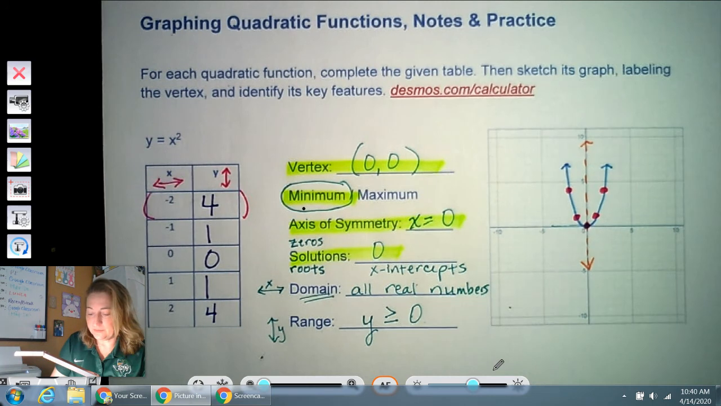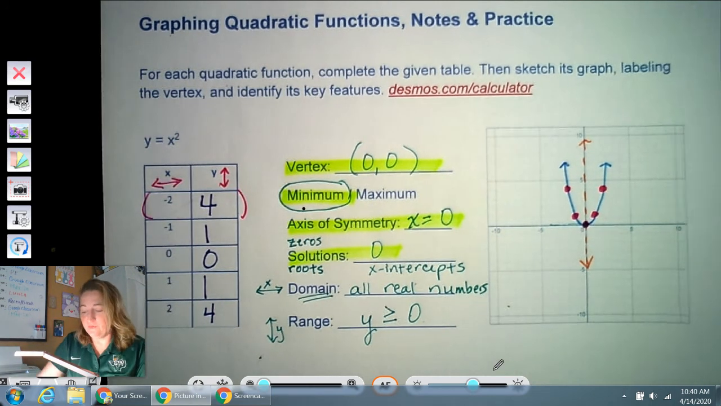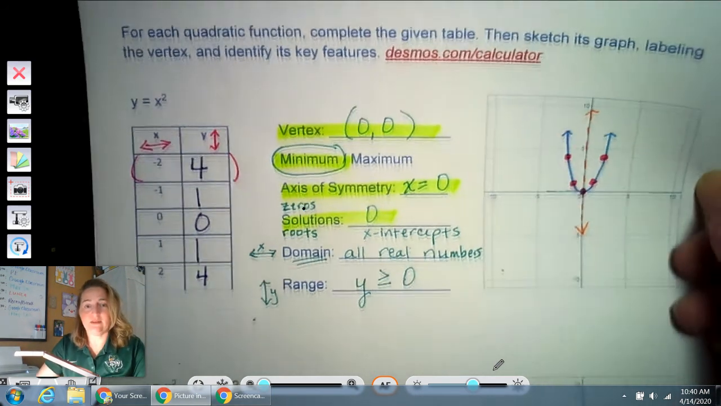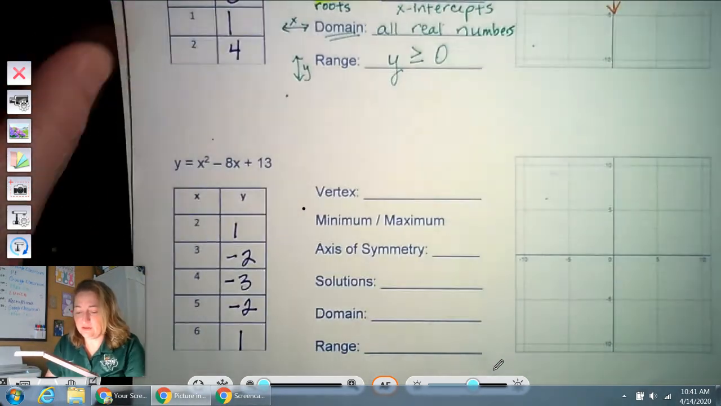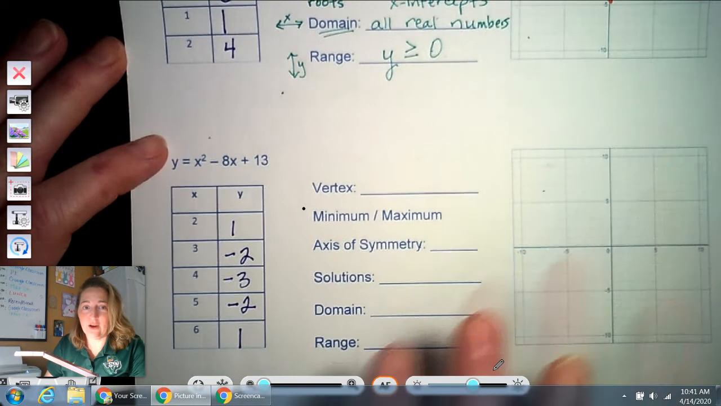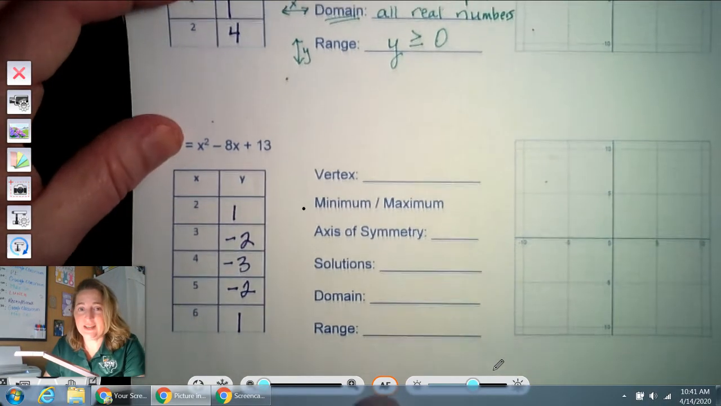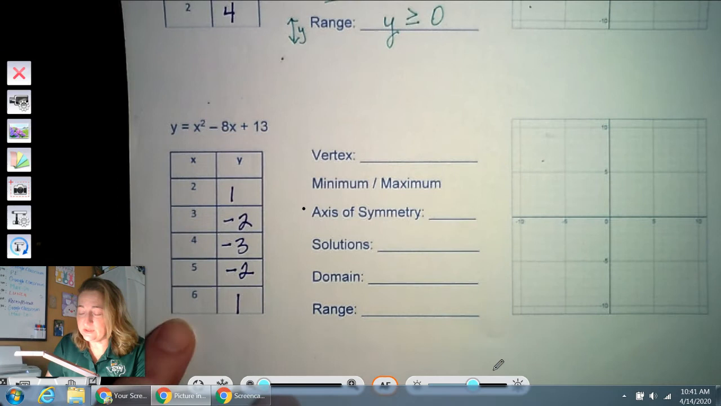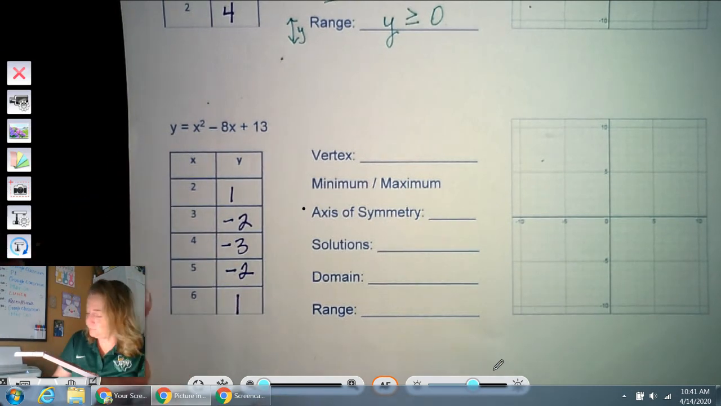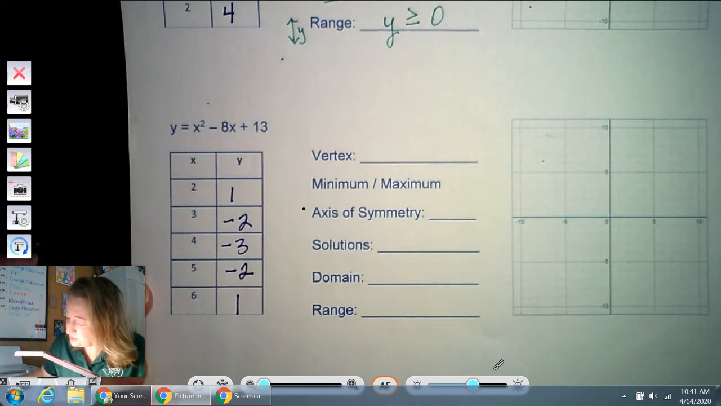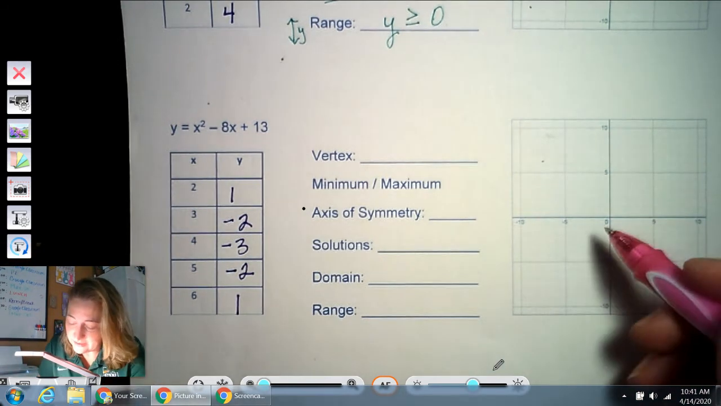Okay. Now I'm going to do one more with you, and then the rest will just be practice. So if we look at our second function, we have y equals x squared minus 8x plus 13. And again, I already used the Desmos website to calculate my table values, and so we're going to use those to plot points and sketch our parabola.